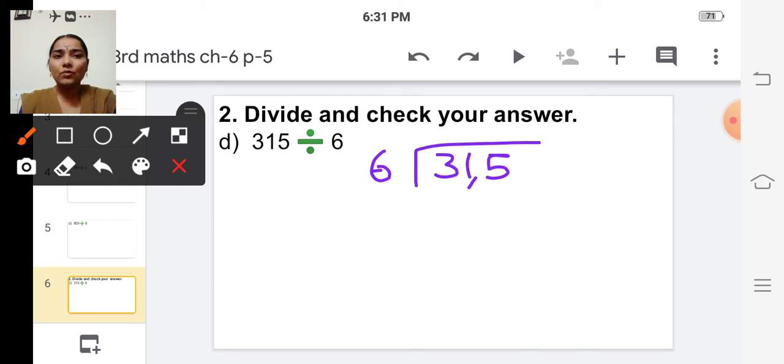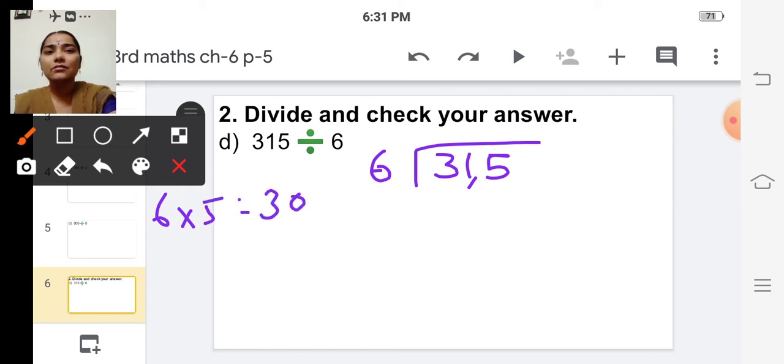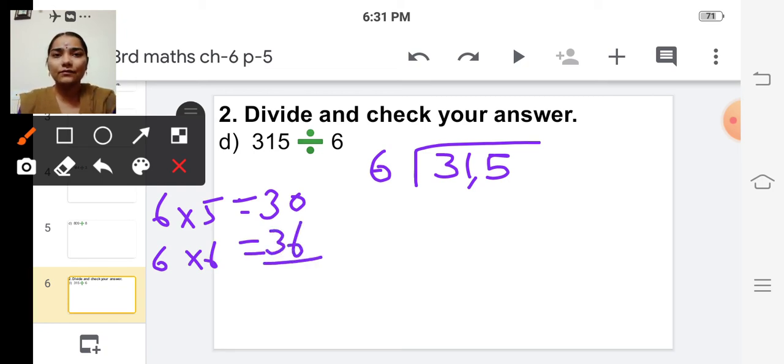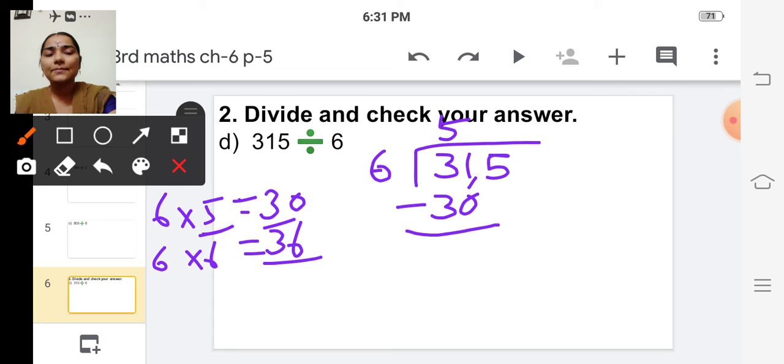Okay. So 31. How many times will it go? 5 times. Isn't it? So 6 5s are 30. 6 6s are 36. So 36 will go beyond 31. So we cannot take 36. We can take 5 times. So 6 5s are 30. So write this 5 in the quotient and write 30 below the dividend and subtract. 31 minus 30 is 1. And now bring down this 5 here.